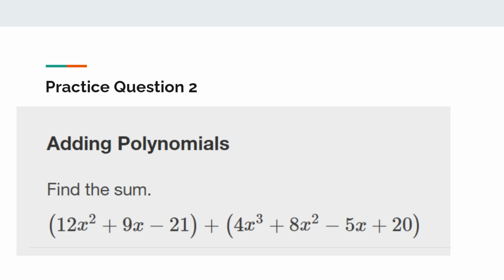Alright, so the answer for this is actually pretty simple too. So we got 4x cubed for the x to the power of 3 term, and then we got 12x cubed plus 8x cubed, since they're like terms, so we get 20x cubed, and then we got 9x minus 5x, so 4x, and then the last one is just negative 21 plus 20, which is just negative 1.